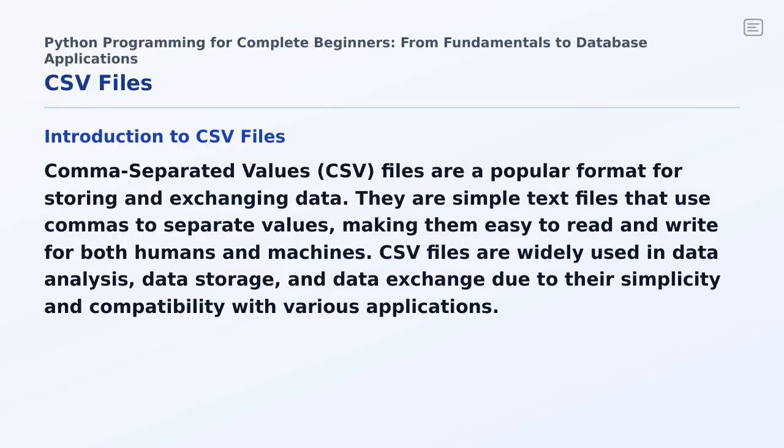Let's move on to Introduction to CSV Files. Comma-separated values, CSV, files are a popular format for storing and exchanging data. They're simple text files that use commas to separate values, making them easy to read and write for both humans and machines. CSV files are widely used in data analysis, data storage, and data exchange due to their simplicity and compatibility with various applications. Don't worry if this feels new at first.